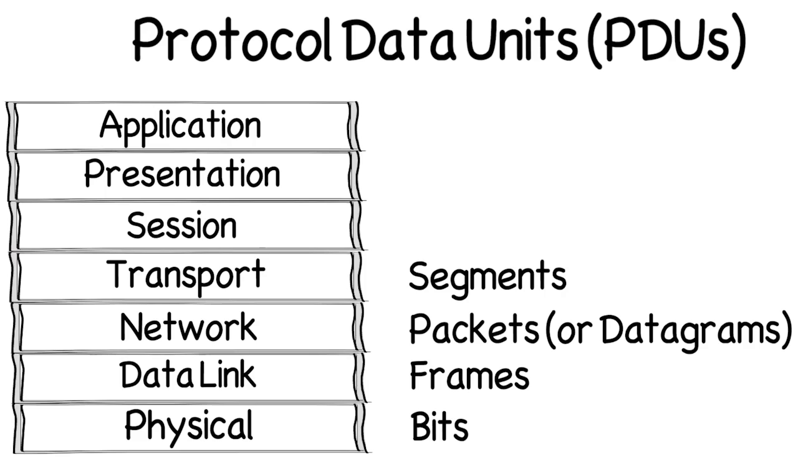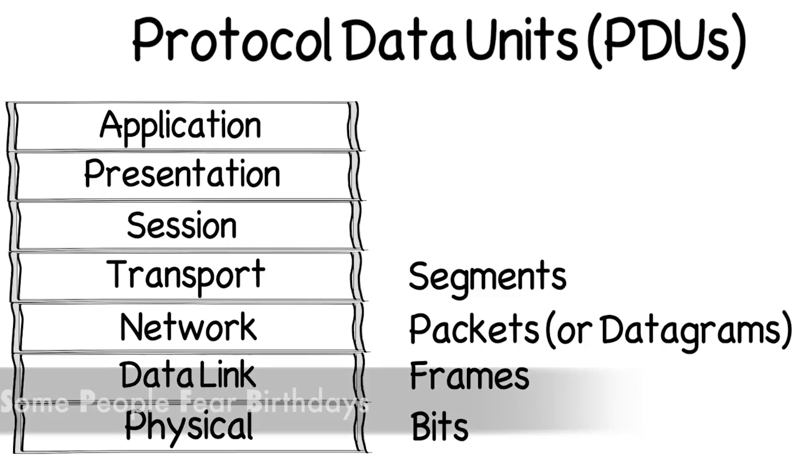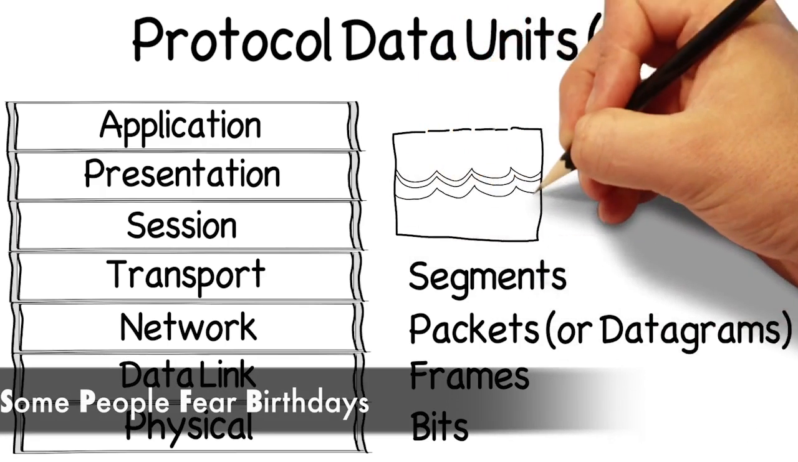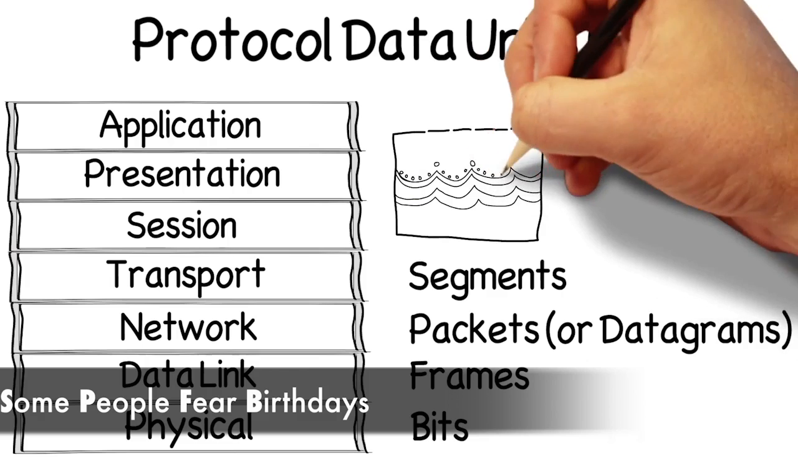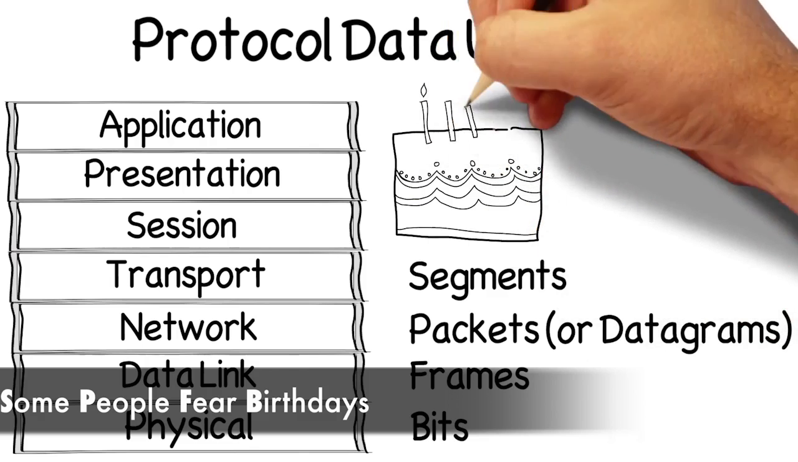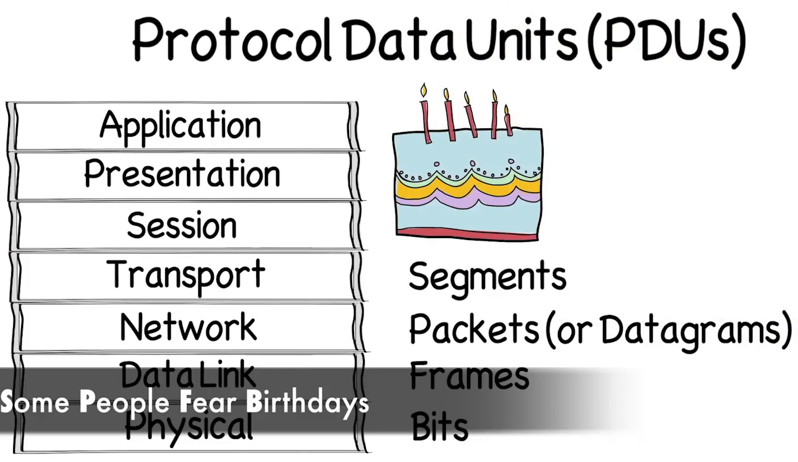Now, let me give you a couple of memory aids to help you memorize these protocol data units. We can use the acrostic starting from the top down, starting at the transport layer and going down to the physical layer. We can use the acrostic of Some People Fear Birthdays. Some People Fear Birthdays, where the S in Some reminds us of the S in segments, and the P in People reminds us of the P in packets, and so on.